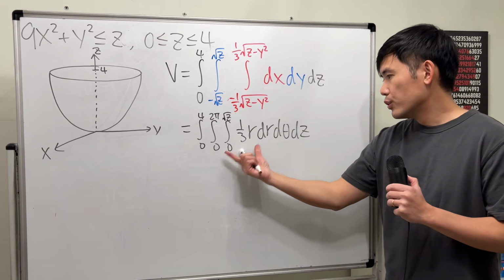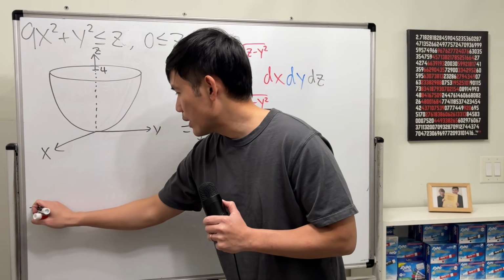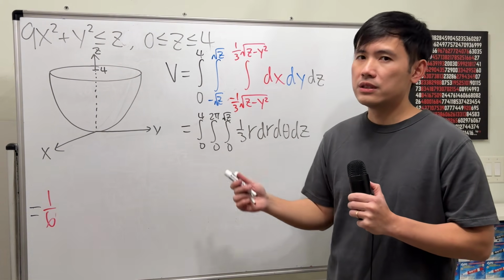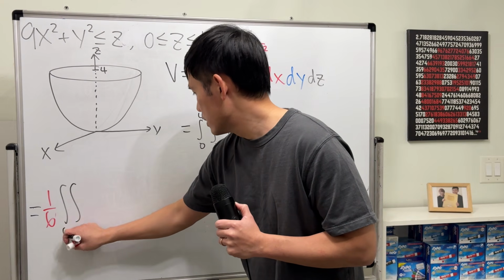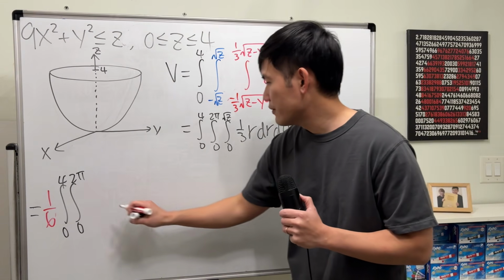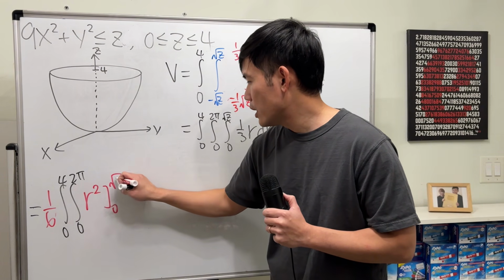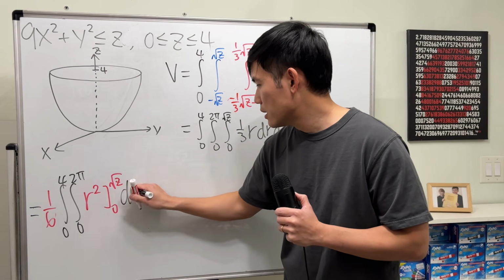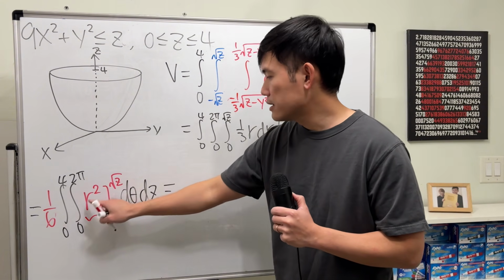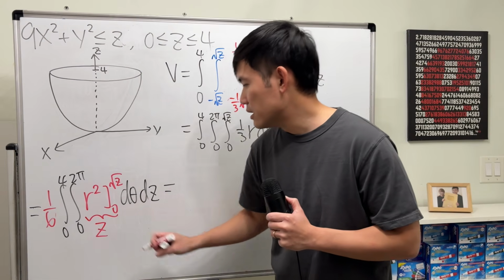Here we go. Do this part first. We will have r squared divided by 2. So that will be 1/6. Put it all the way on the outside. And these two integrals stay the same. 0 to 4, 0 to 2 pi. And we will have r squared going from 0 to square root of z. This part though, when we plug in square root of z, the square root cancels, and then plugging in 0 doesn't matter, we will just have z.